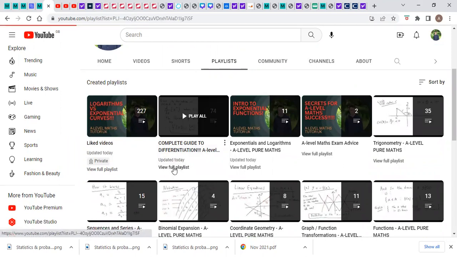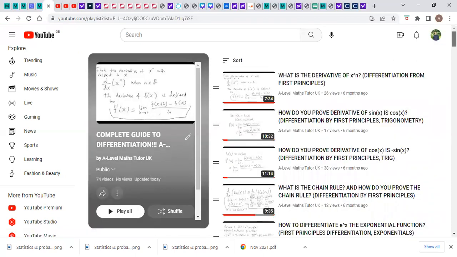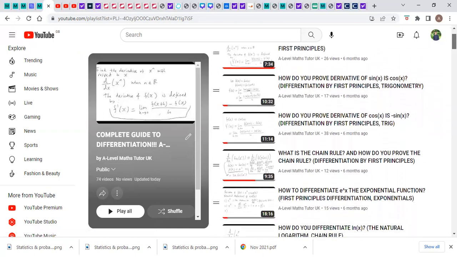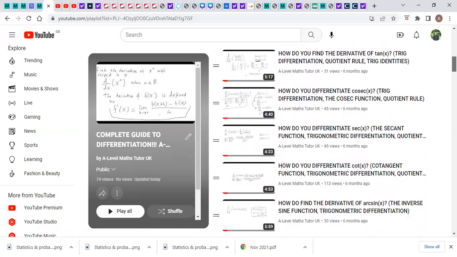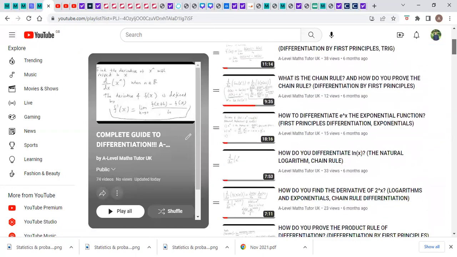And then if we just view the full playlist, when my laptop loads up, yep, you will see we've got a load of videos here. So differentiating x to the power of n, sine, cosine, tan. Well, tan's actually not there, but it's a bit further down, tan. So I've done this all in chronological order. So the playlist here is all in chronological order.